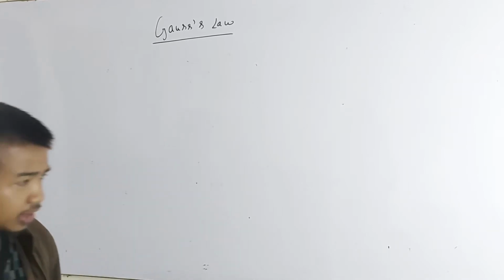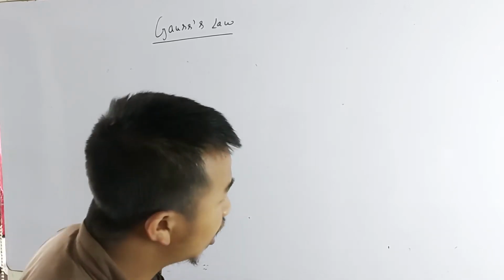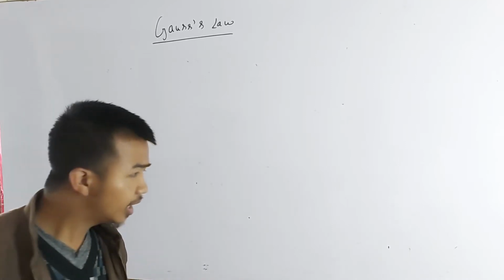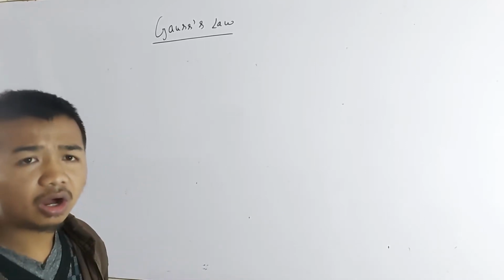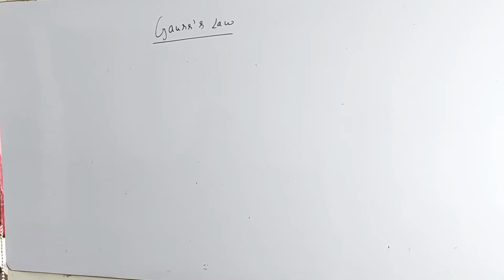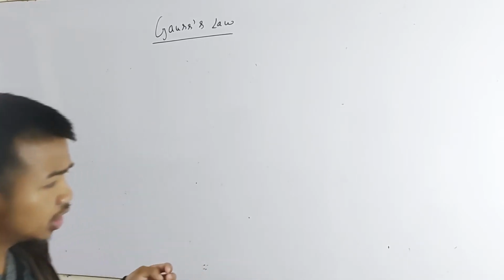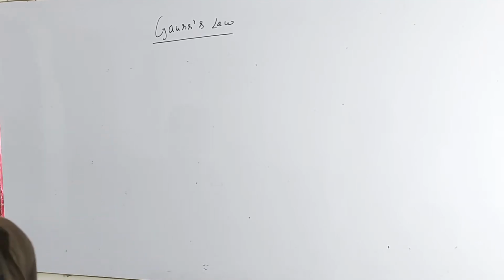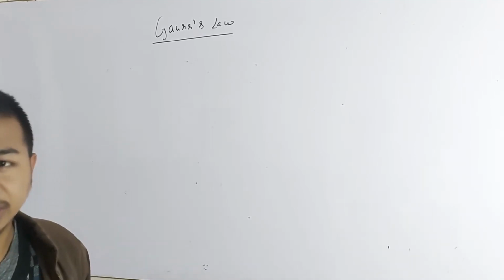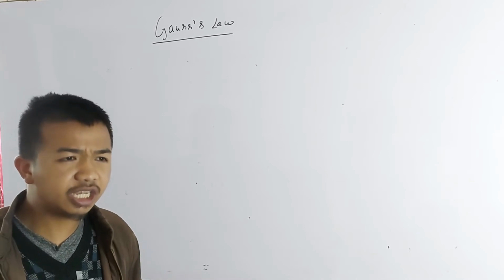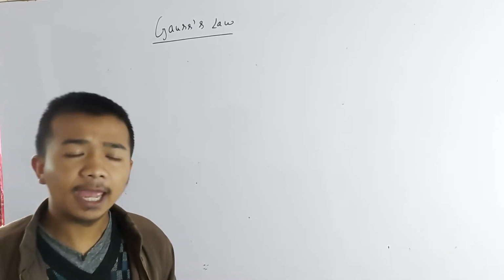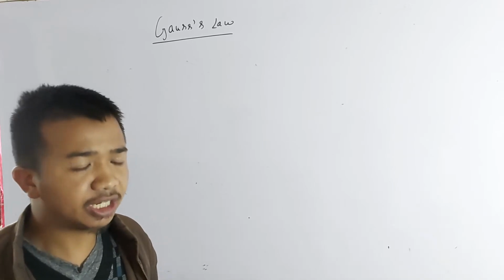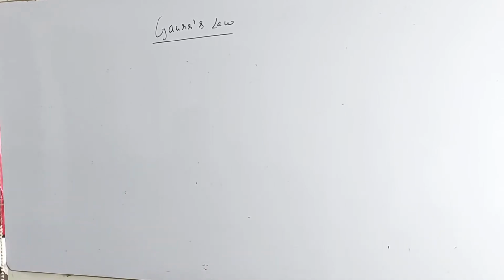So in the international system of units, Gauss's law states that the surface integral of electric field intensity over any closed hypothetical surface, called the Gaussian surface, in free space is equal to 1 by epsilon naught times the total charge enclosed within the surface.